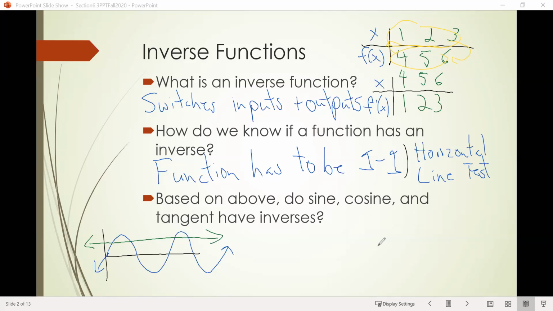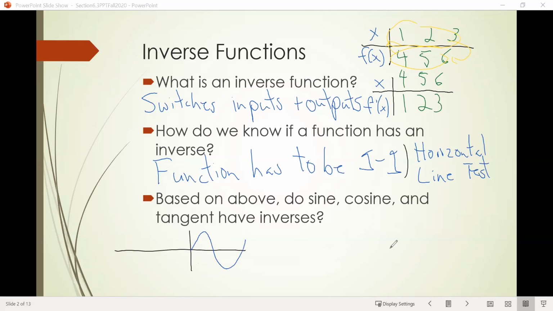So why are we even talking about this, Cody? Can we just skip this and go on to something else? Well, no. What I'm going to do now is redraw the sine function to look something like this. And again, this is not one-to-one because I could draw a horizontal line there that would hit it in multiple places.